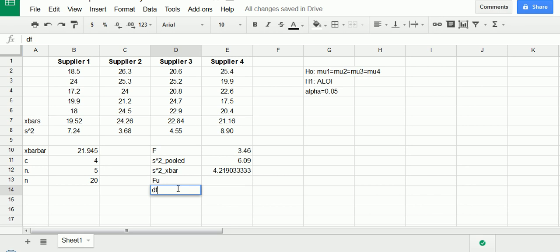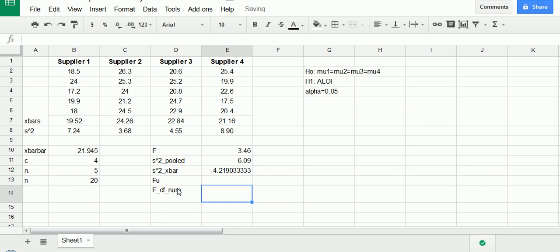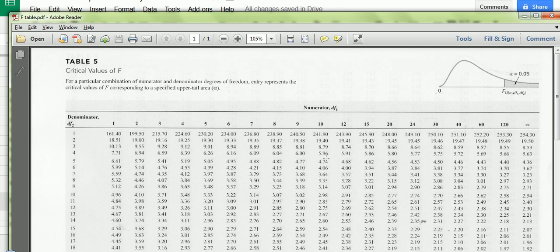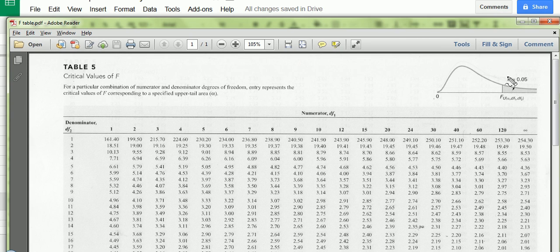So if we just quickly go back and see what our degrees of freedom are, we'll see that degrees of freedom numerator for F is C minus 1, and C minus 1 for us is going to be 3. F degrees of freedom denominator is N minus C, which is going to be 16. So taking these two back to that table, we see that we have 3 numerator degrees of freedom and 16 denominator degrees of freedom, and if we were to zoom in on that, we would see that our F upper critical value, our FU, is 3.24. So let's bring that back.